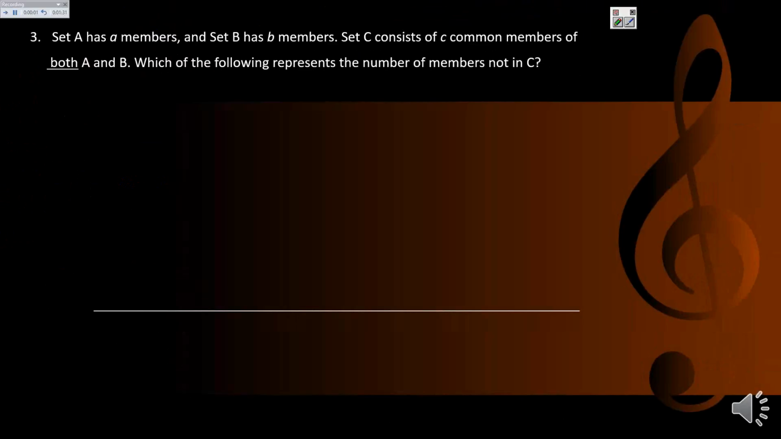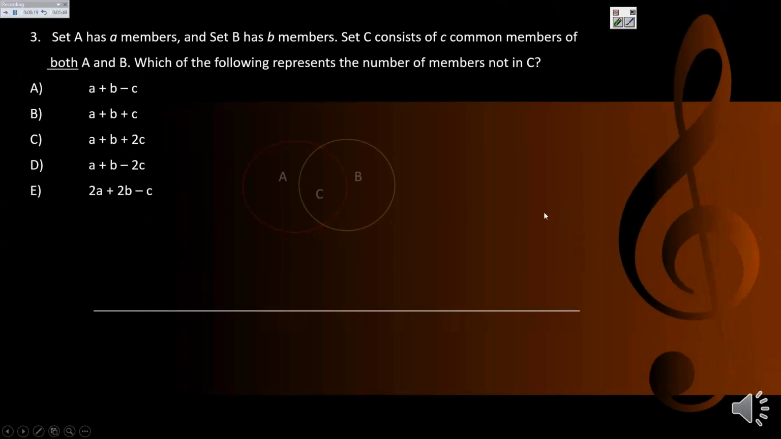Another question. Set A has A members, and set B has B members. Set C consists of common members of both A and B. Our question says, which of the following represents the number of members not in C? And there are choices. All right, well, it's easier to see this if we have a Venn diagram. So over here, set A is there, set B is here in the yellow, and there are some common members. And set C is part of A, and it's also part of B.